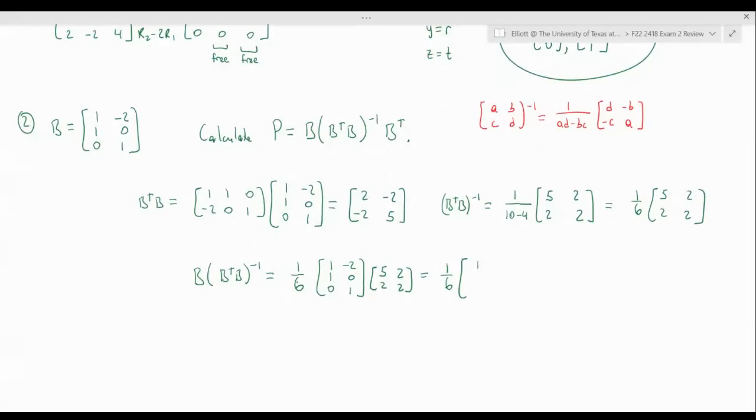So our projection matrix, it's going to be 5, 1, -2, 1, 5, 2, and -2, 2, 2. Okay.